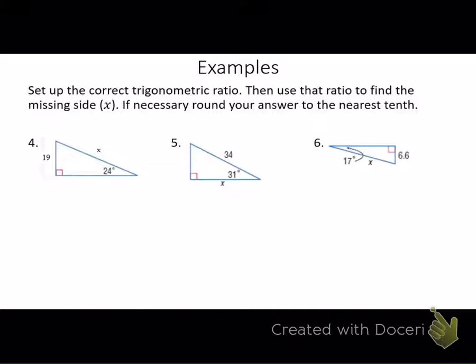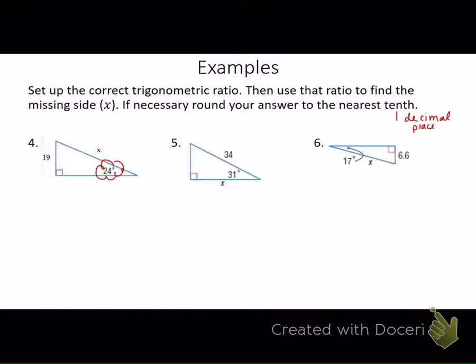All right. So set up the correct trigonometric ratio, then use the ratio to find the missing side x. If necessary, round your answer to the nearest tenth, which is 1 decimal place. Okay, what is the angle measure that I know? What is the angle measure that I know here, Harmony, in that first one, in number 4? What is the marked angle? Oh, we never use the 90-degree angle. We never use the 90-degree angle, so I'm kind of glad you said that because it allowed me to point that out. So 24 is our reference angle here.